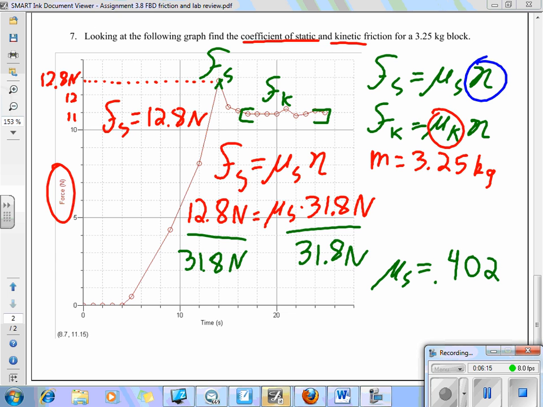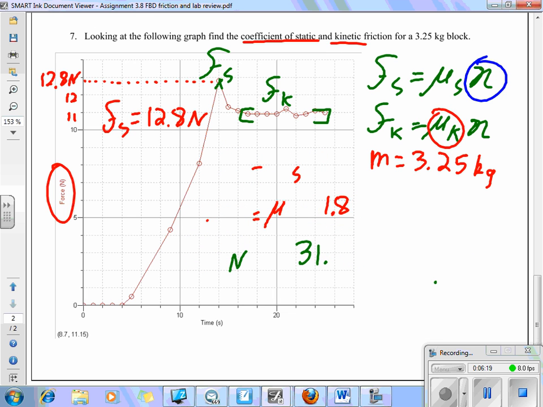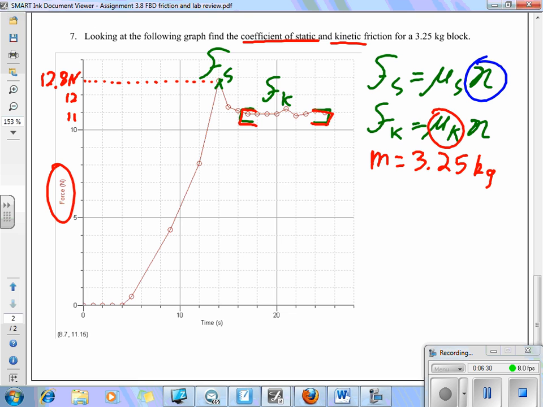Now, in order to solve the other part, I'm not going to go through that with the example on the board with you. What I'm going to do is give you the information and set you off on your own with that. Force of kinetic friction, we're looking at this level region here. So what you want to do is say, well, where is that basically? And I'd say that's pretty darn close to being right on 11. So I'd say my force of kinetic friction is probably 11 on the dot.